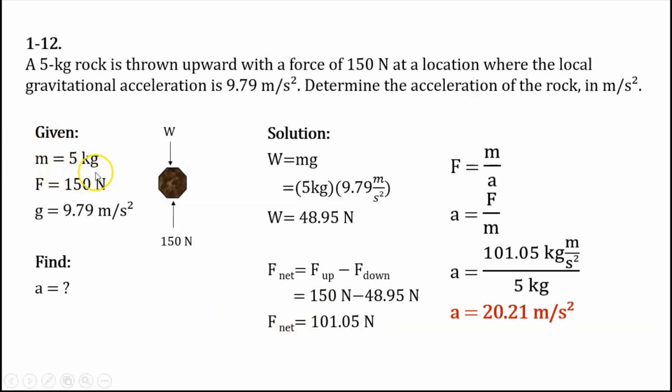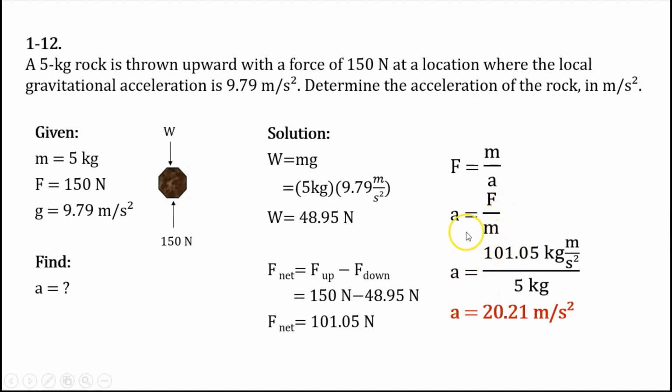So we have now the total net force of our rock, and we have the mass of our rock, which is given in the problem. So we can now solve the acceleration of the rock using the equation of the force, which is force is equal to mass times acceleration. So deriving the acceleration formula from the force equation, we will have acceleration is equal to force over mass.